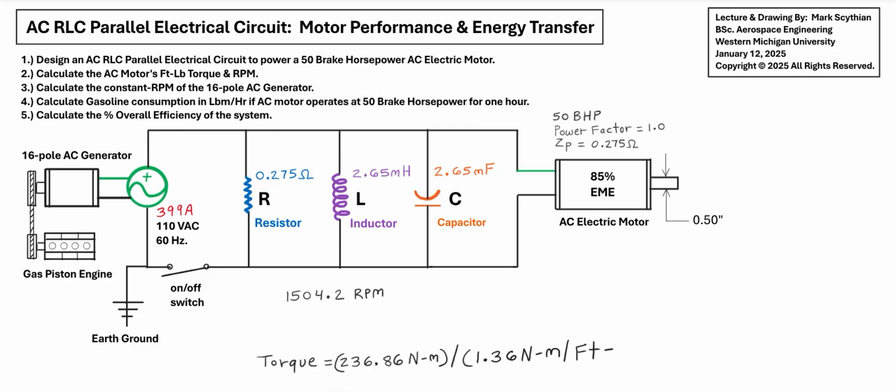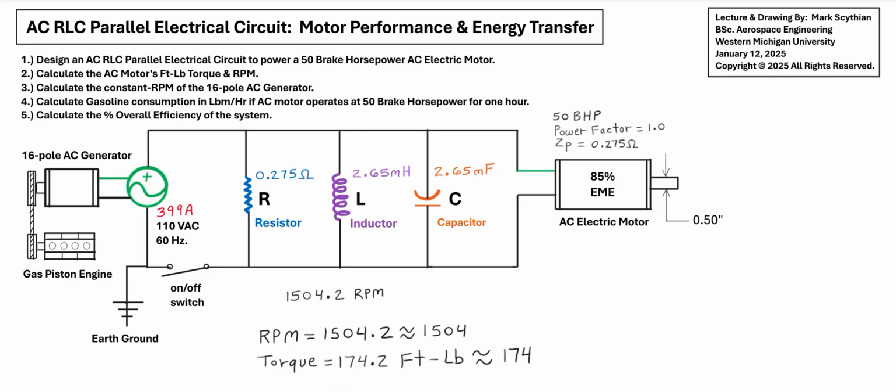There's 1.36 Newton meters to a foot pound. So this then computes to 174.2 foot-pounds of torque. So we can then round down, converting from precision to accuracy. So the final values are 174 foot-pounds of torque at 1504 RPM.